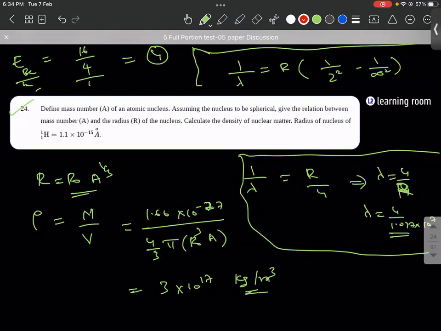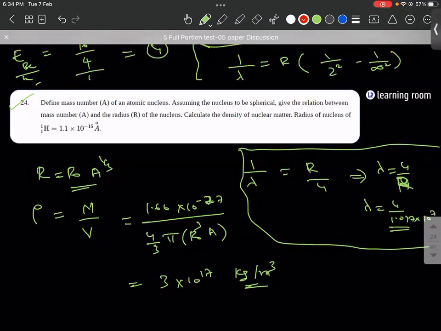Am I clear? Sir, here mass and mass number will get cancelled, right? Yeah, they do. That is why we say the density of every nucleus is almost a constant.